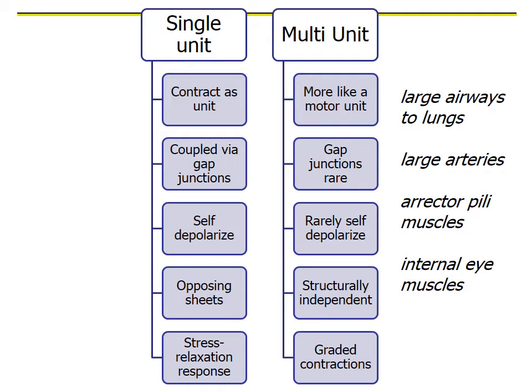There are two types of smooth muscle. The type we just talked about is called single unit. You can see all the characteristics here. There is a type of smooth muscle that behaves more like skeletal muscle. That tissue, multi-unit, is found in a few places: large arteries, large airways, erector pili muscles on our hair follicles, and inside the eye. Note how multi-unit has motor units, rare gap junctions, doesn't self-depolarize, has greater responses, and has cells that are independent.